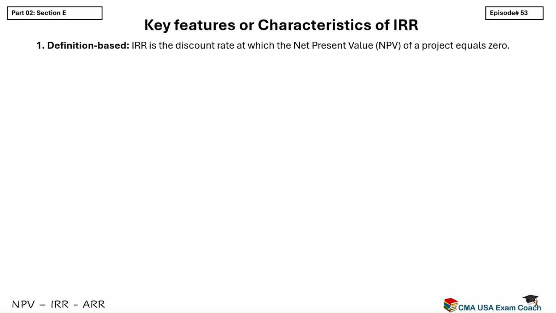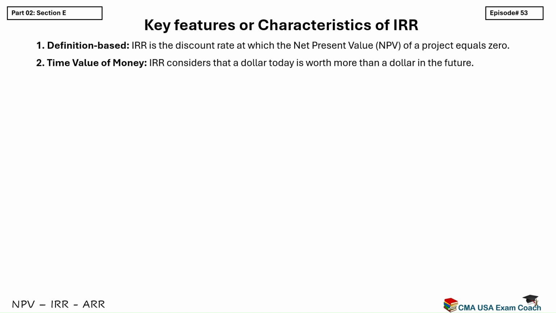2. Time value of money. IRR considers that a dollar today is worth more than a dollar in the future. It discounts future cash inflows back to today's value. So, a project that returns 100,000 5 years from now is worth less today than one returning 100,000 next year.